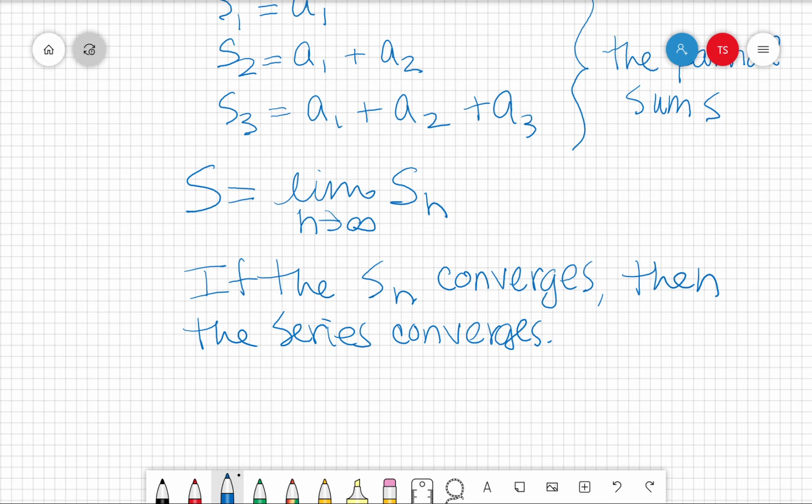Now, in section 9.2, we will be looking at two different types of series that it would be possible to find its sum. The first is a telescoping series, and the second is a geometric series. For all other series that we're looking at, we will not be able to find the sum of the series. So I'm going to do separate videos on each one of those different types of series.